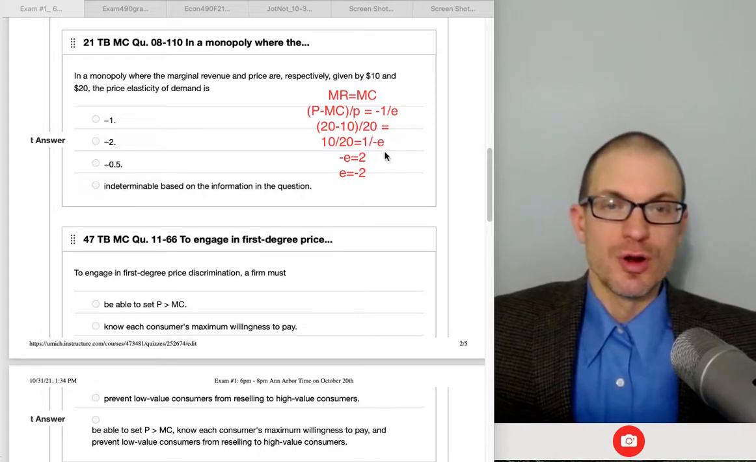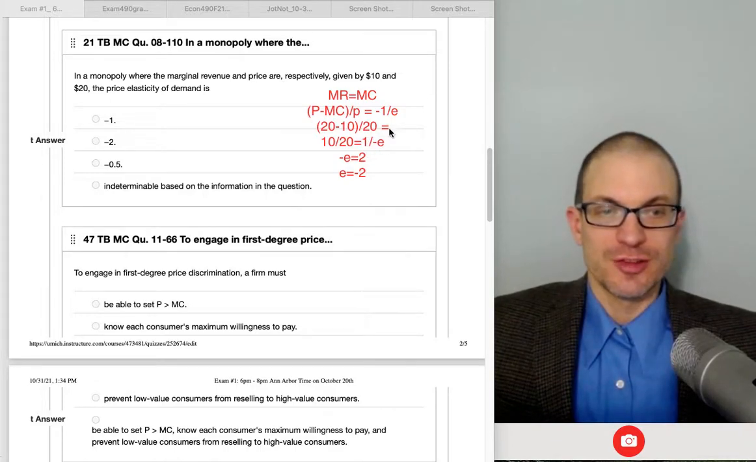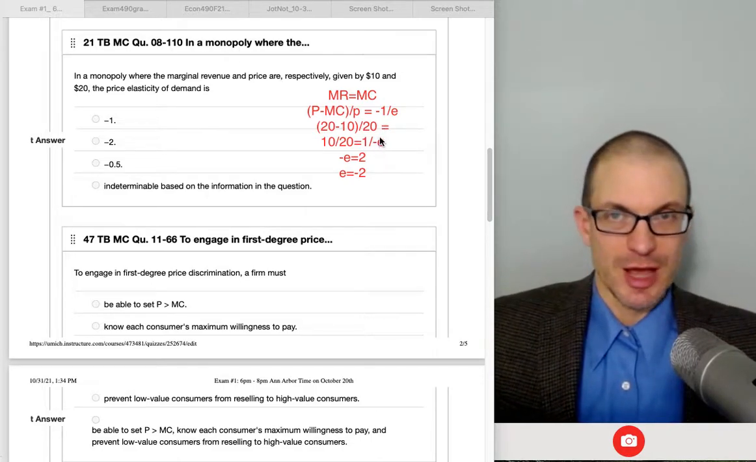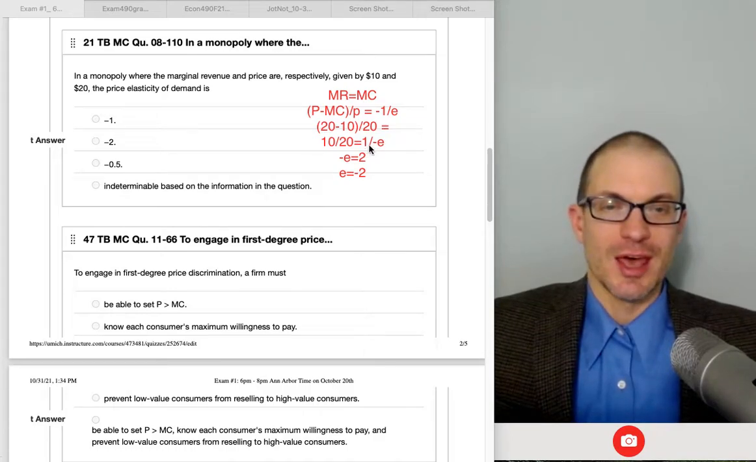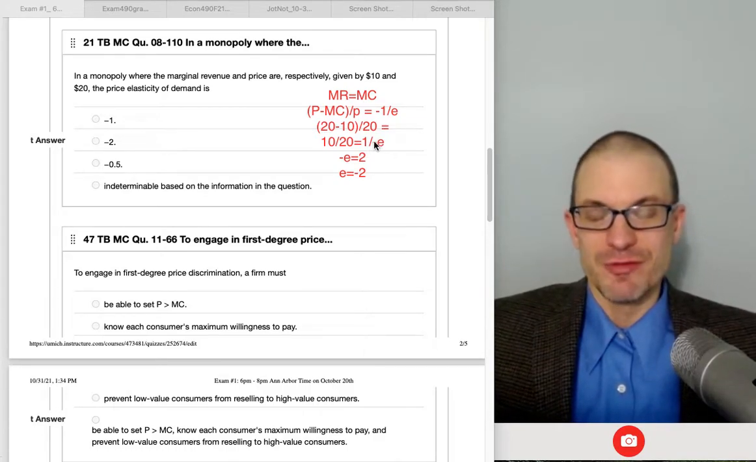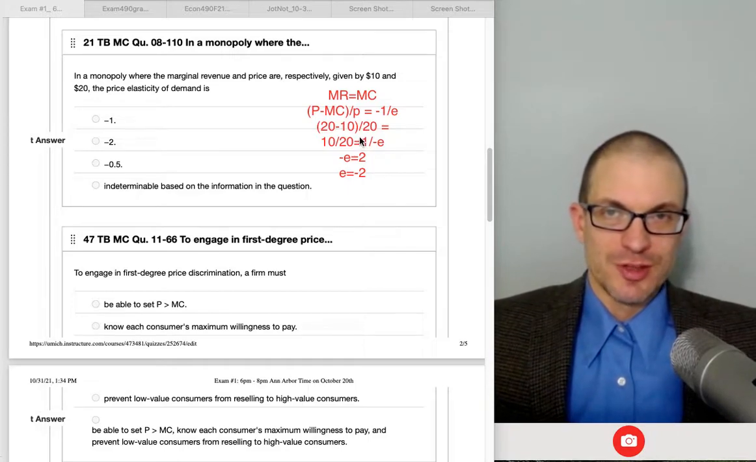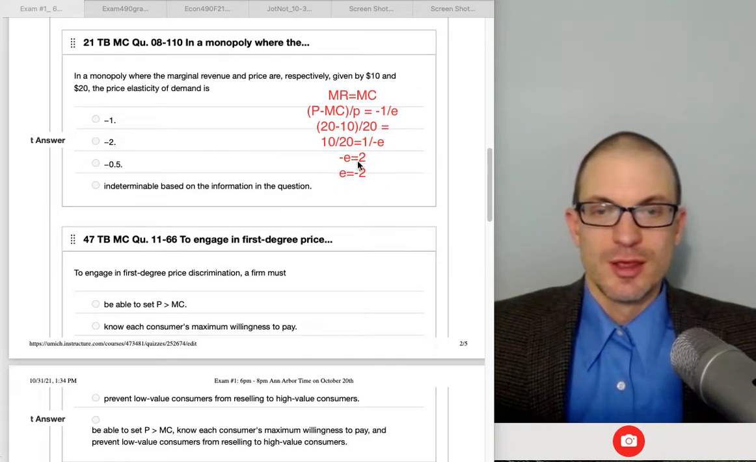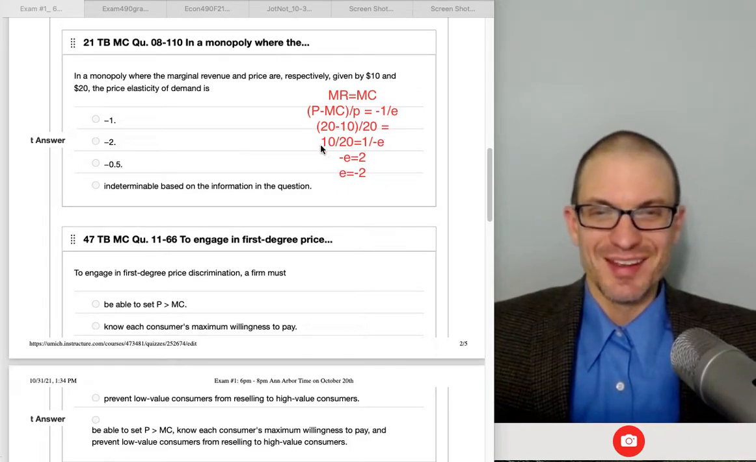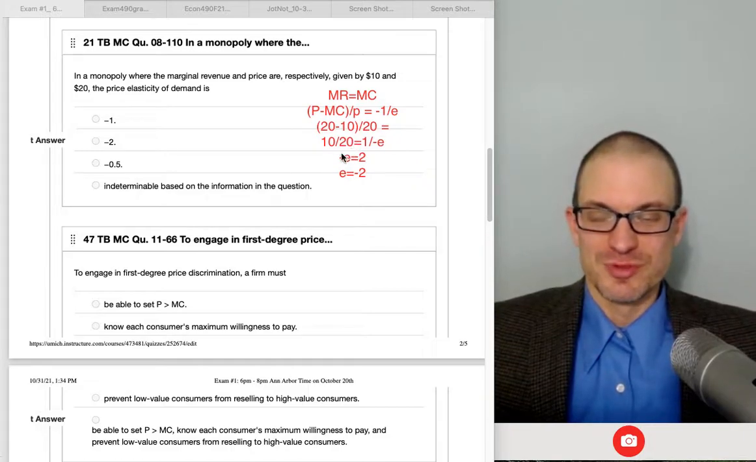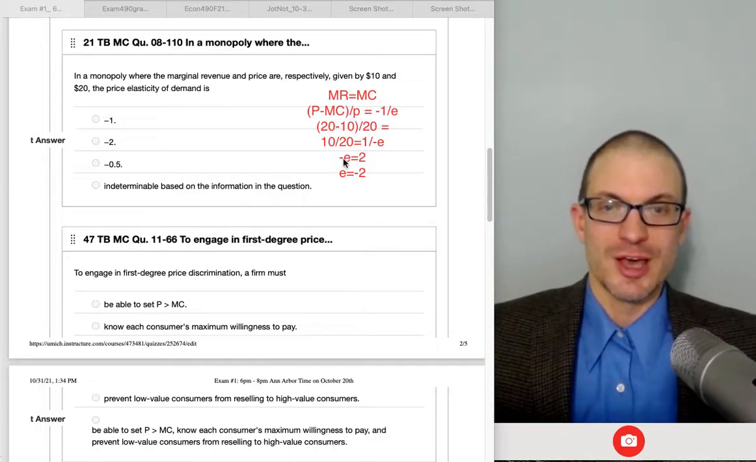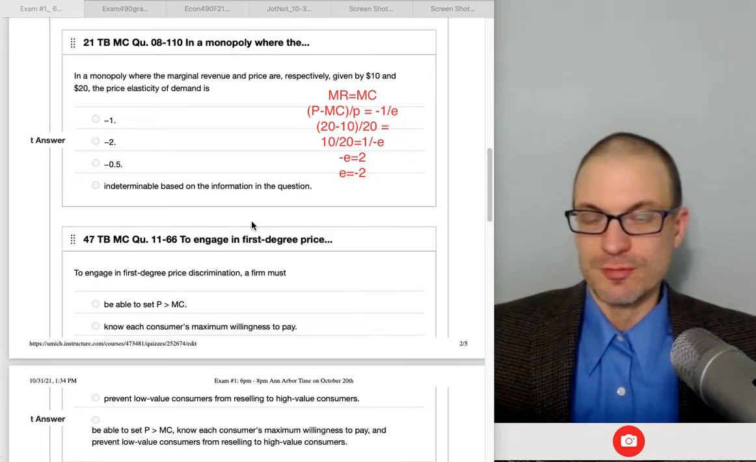And this is equal to 1 over minus epsilon, the price elasticity of demand, because epsilon is already negative due to our downward sloping demand curve. Alternatively, we could have the price elasticity of demand represented in absolute value, but then we wouldn't have this minus. So here we have 10 over 20 is 1/2, and the elasticity is in the denominator. Cross-multiplying both sides, minus epsilon is equal to 2, or epsilon is equal to minus 2.